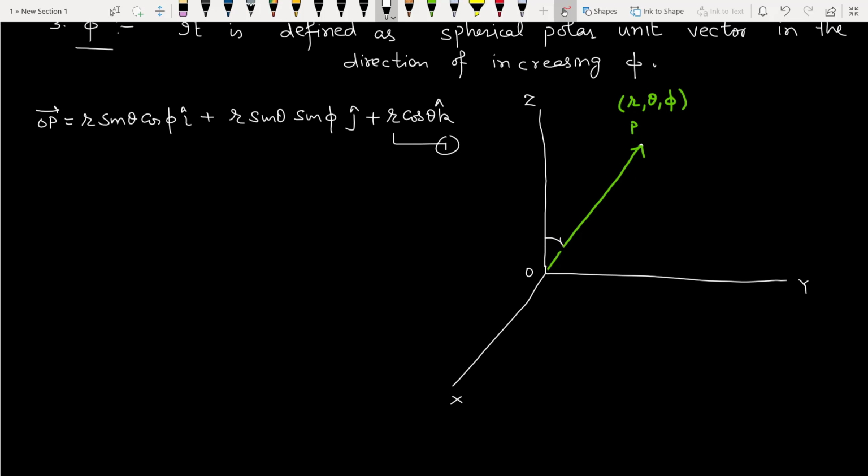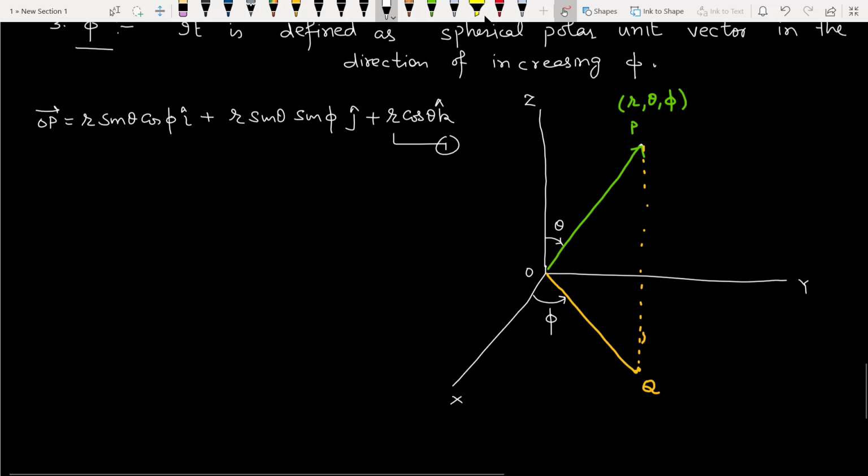This is theta, and if we draw the perpendicular from point P in the xy plane, suppose we have a point Q as the foot of perpendicular, and if we join O with point Q, then this angle will be phi. So this diagram we have already discussed many times.